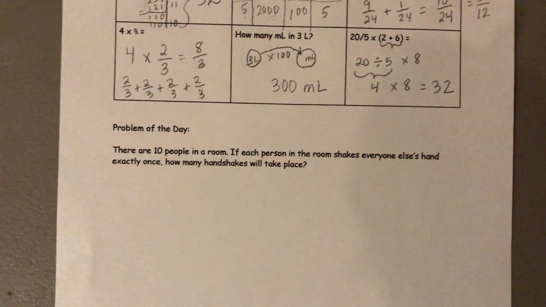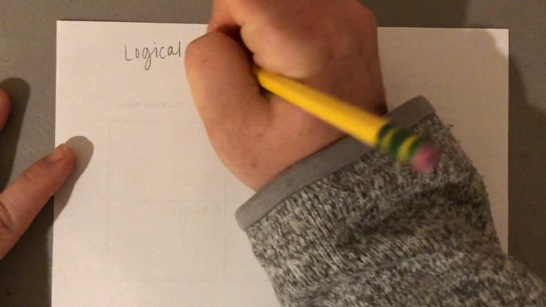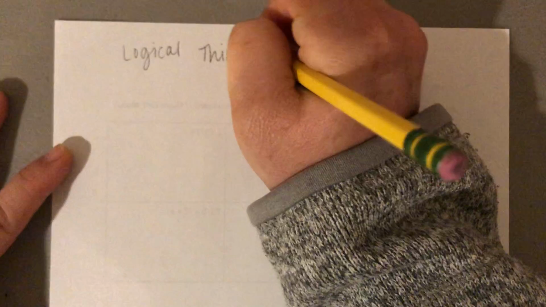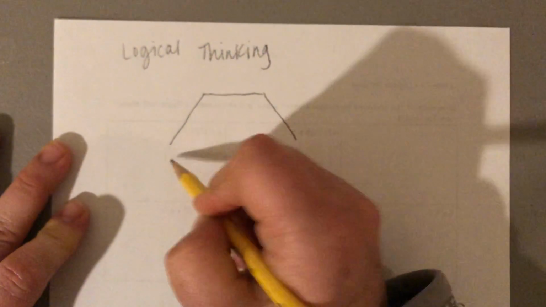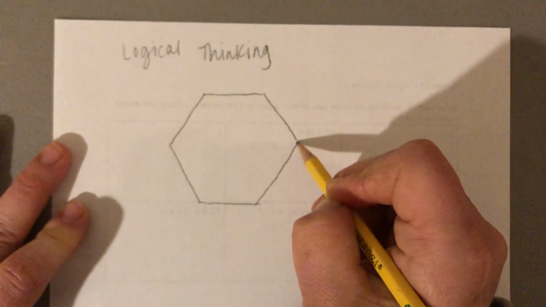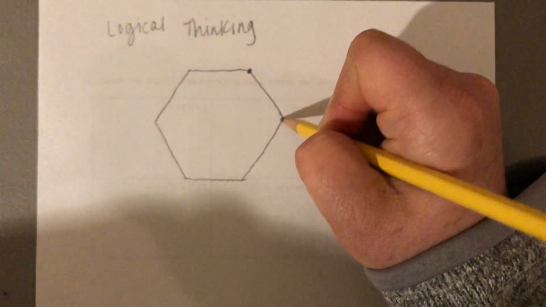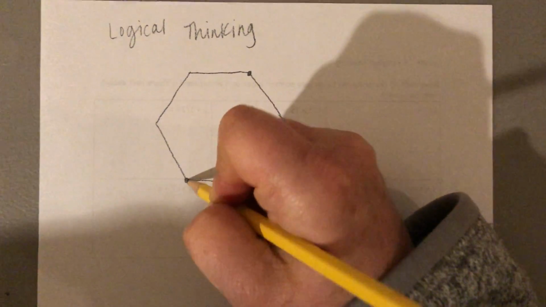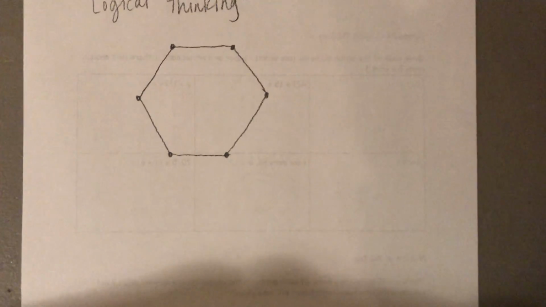Okay. So talking about logical thinking, I have a really cool problem for you. Some of you have been talking about polygons. So here's how the problem goes. A polygon, I'm going to do a hexagon. A polygon has sides. It has intersection of sides, which are called vertices. This is called a vertex, each of those little dot things.